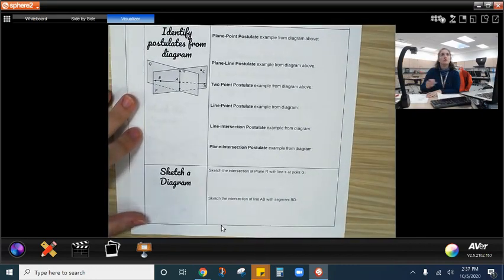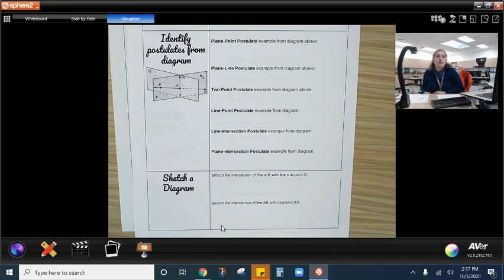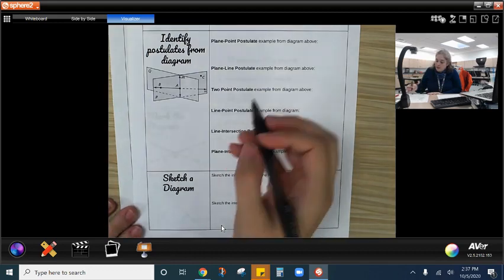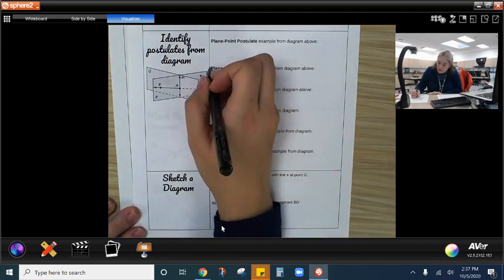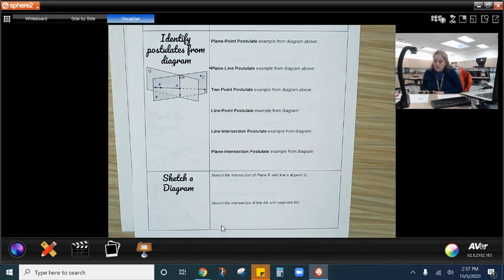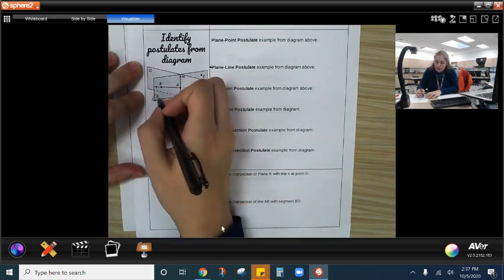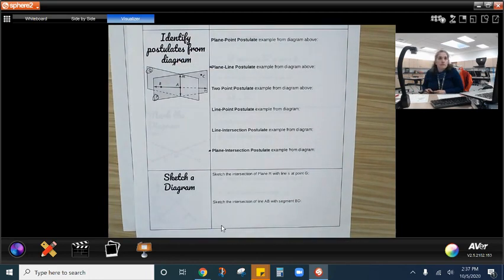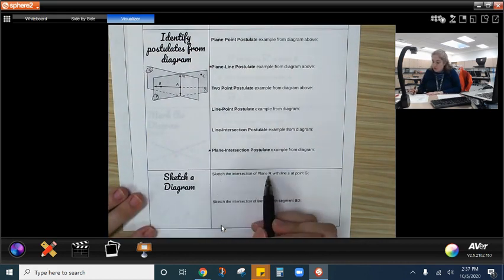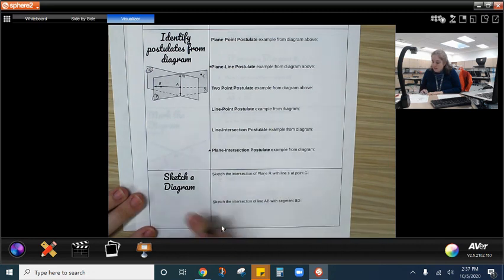The next thing I want to look at is just the identity of postulates from the diagram. All right. So take a second. I want you to try this one, the plane line postulate. So planes intersecting with line or being in lines. And then the plane intersection postulate. So where do planes P and Q intersect? Try those out. All right, the last thing, we want to sketch the intersection of plane R with line S at point G. So pause the video, try it out.